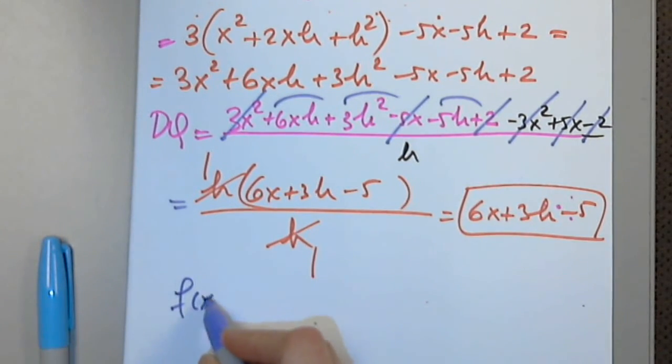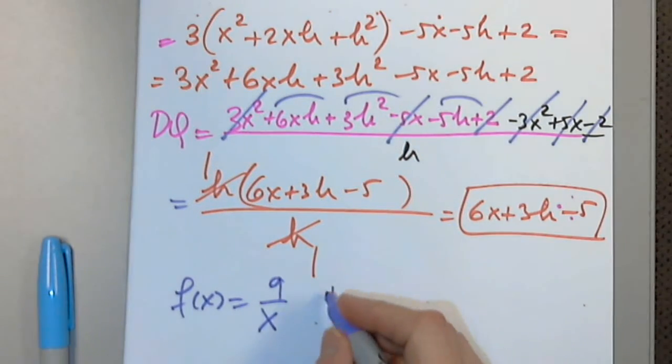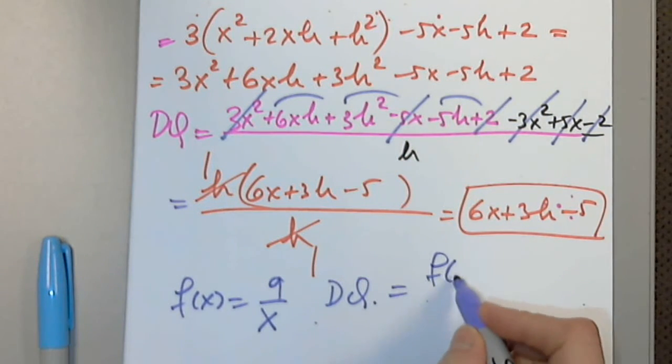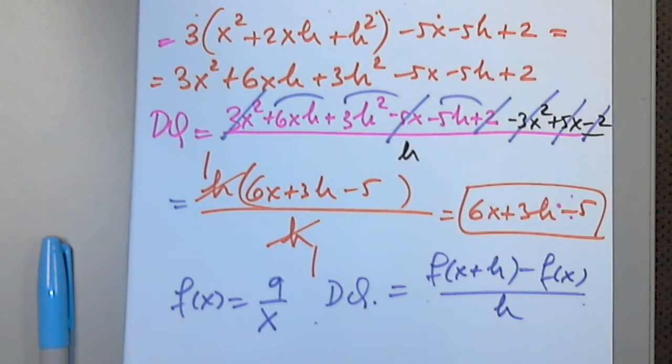So we are given a function which is 9 over x. And we want to find the difference quotient for this function. Of course, the same definition, f of x plus h minus f of x, everything divided by h. It's not here, it's from my math lab. So that's very good for those of you who did not get to that step. It's a very good question.